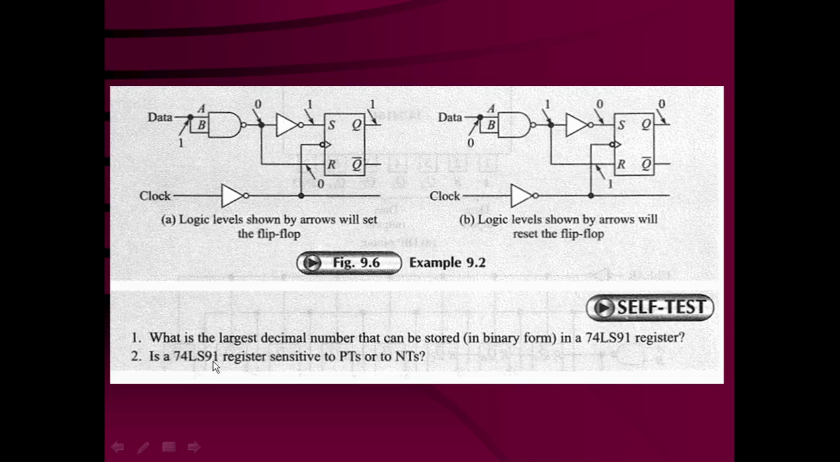Is a 74LS95 register sensitive to the positive transition or negative transition? The flip flops are negative edge triggered, but the clock passes through the inverter, so it is a positive transition. So on the positive edge of the clock pulse, the data will be shifted into the flip flops.